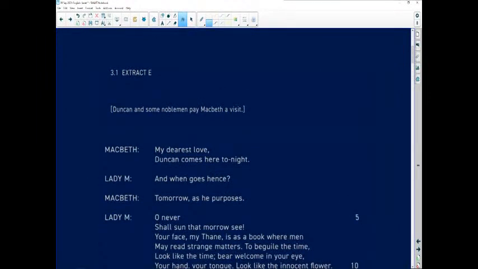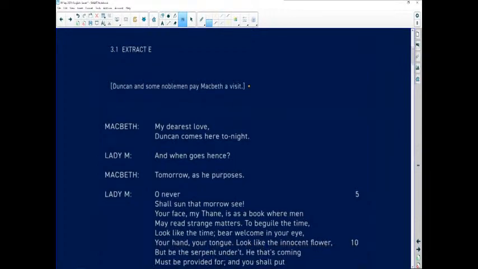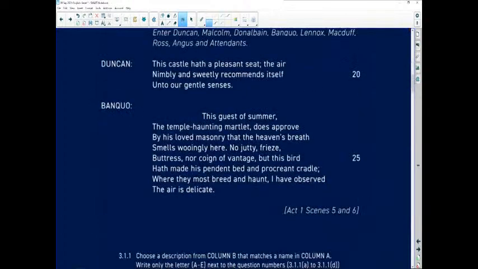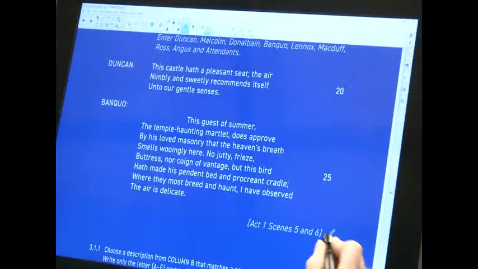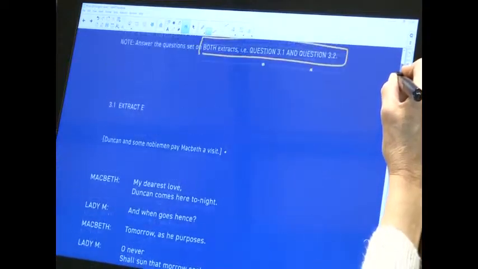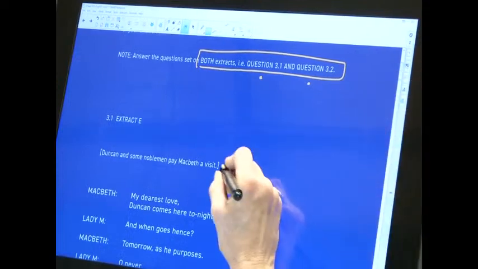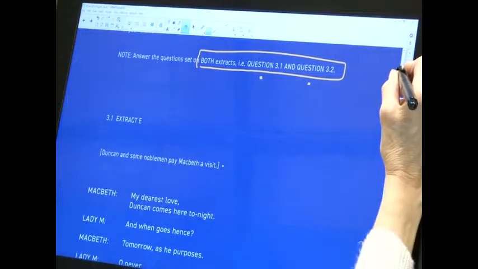Right, extract A. Please notice what the examiners do for you. They give you a little explanation so that if, when you look at the passage, you're not sure, there's a little bit of help at the top. And then if we go down to the bottom, it tells you act and scene. So if you put this together with what you are told at the top, then you should be able to work out where you are in the play. So just read through this quickly.